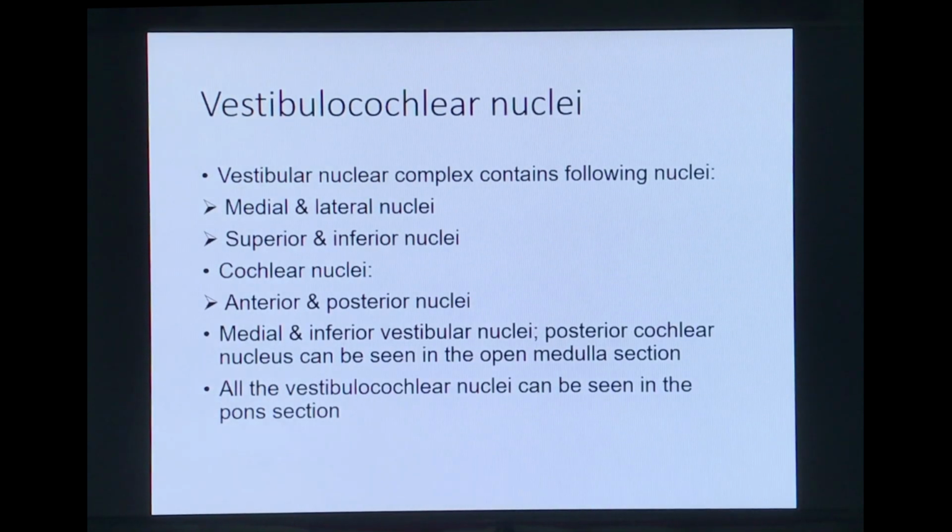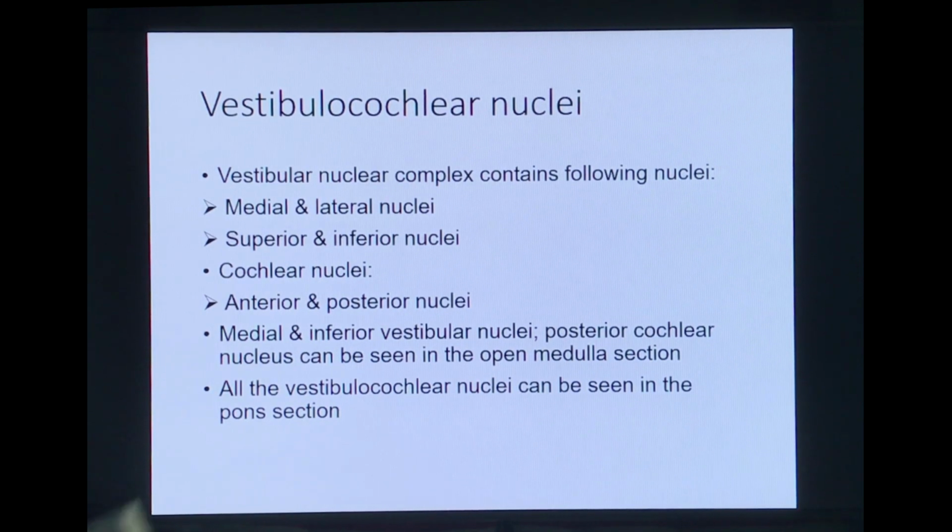The vestibulocochlear nuclei, as I mentioned earlier, are a group of nuclei. There is not only one nucleus, there are many. Vestibular has 4 nuclei: medial and lateral, superior and inferior. Most of it is seen on the caudal part of the pons, but some, especially the inferior and the medial one, are also seen in the upper part of the medullary section.